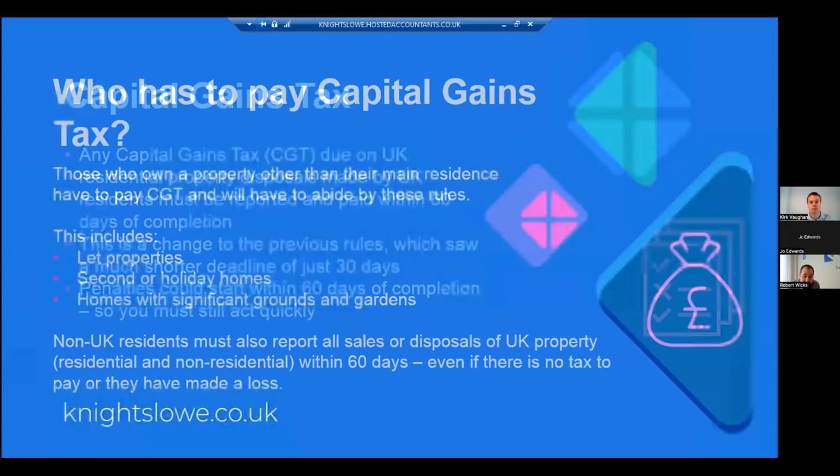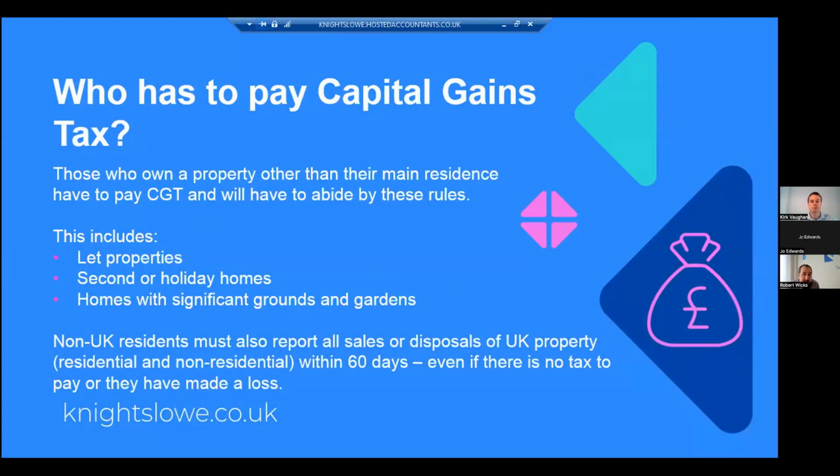They have fortunately extended from 30 days to 60 days, and I think that's only fair. 30 days was a bit tight, but now fortunately 60 days does seem a bit more reasonable to dig out some of those records, especially if you've owned property for quite some time.